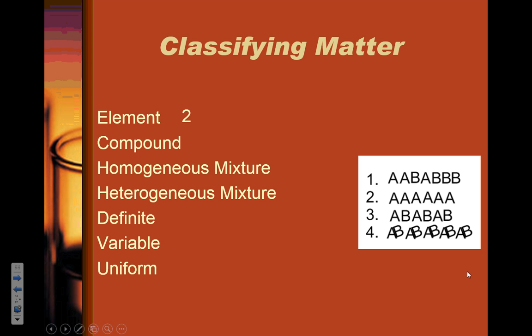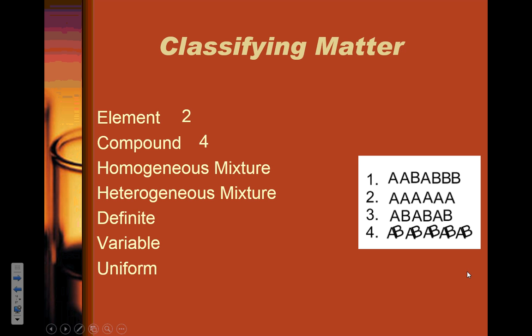So that would be substance, or not substance, but the second form of matter that we have over here. Now, which of these would be compounds? Now remember, compounds are two elements chemically fused together. So they can't be physically separated, they can only be chemically separated. Well, that would be substance 4. The A and the B here are fused together to make an AB.